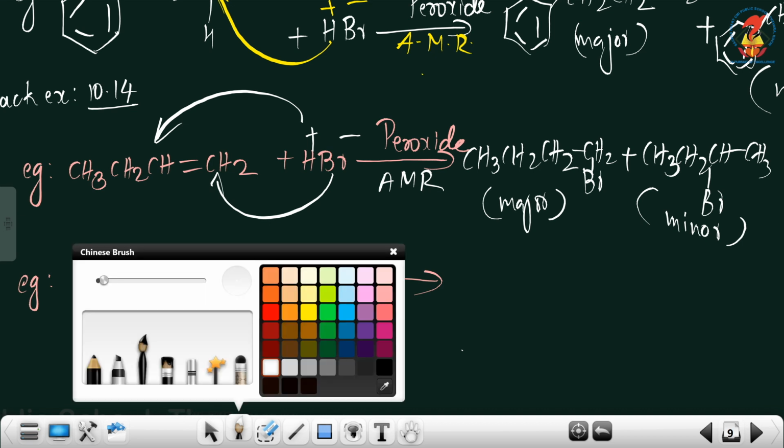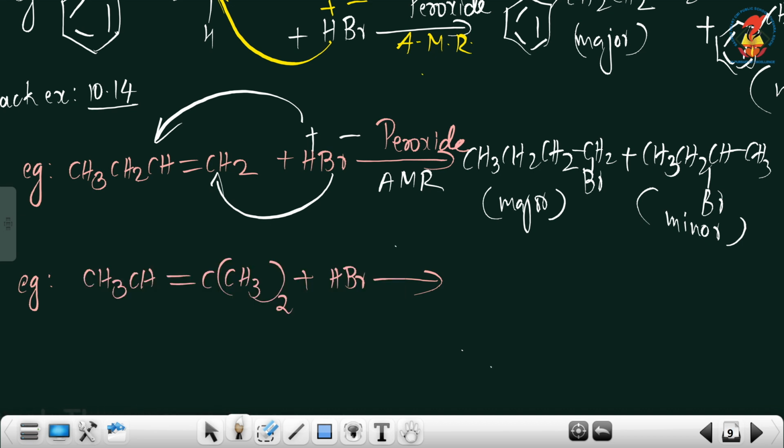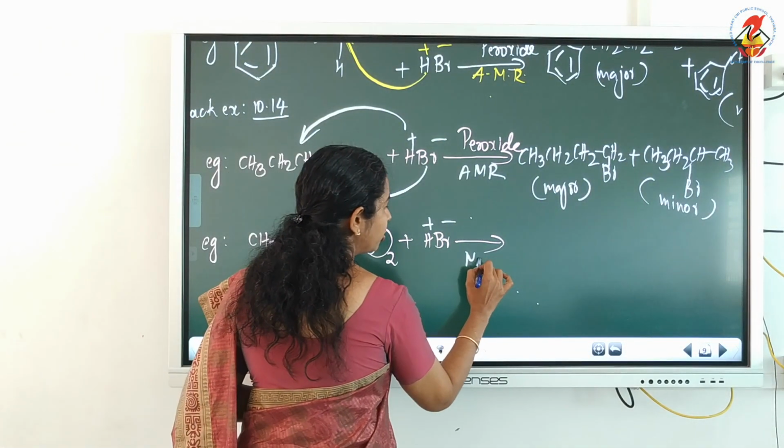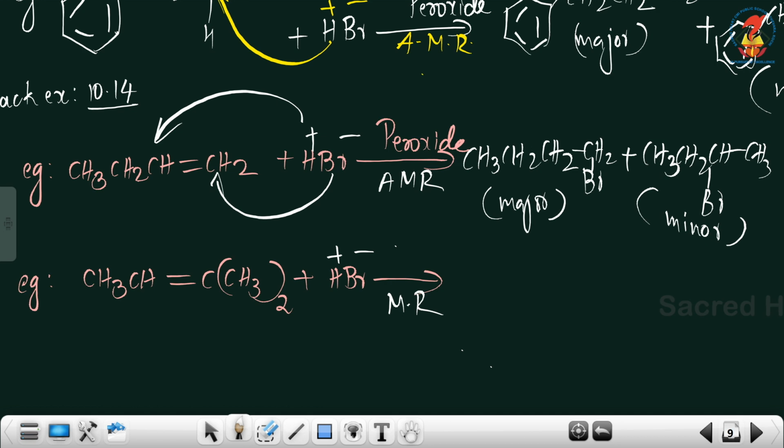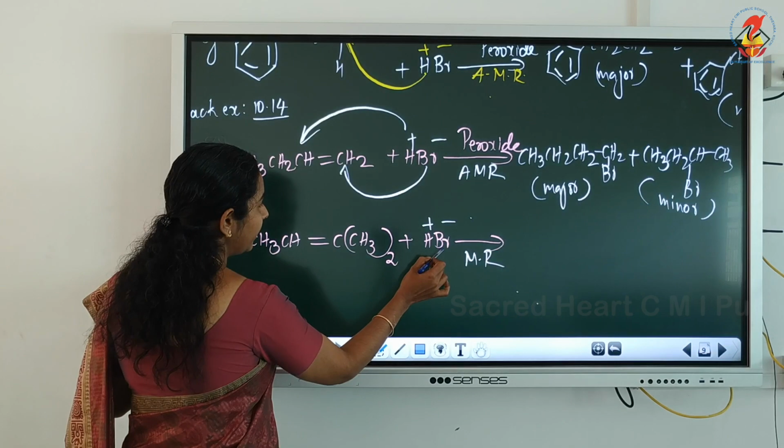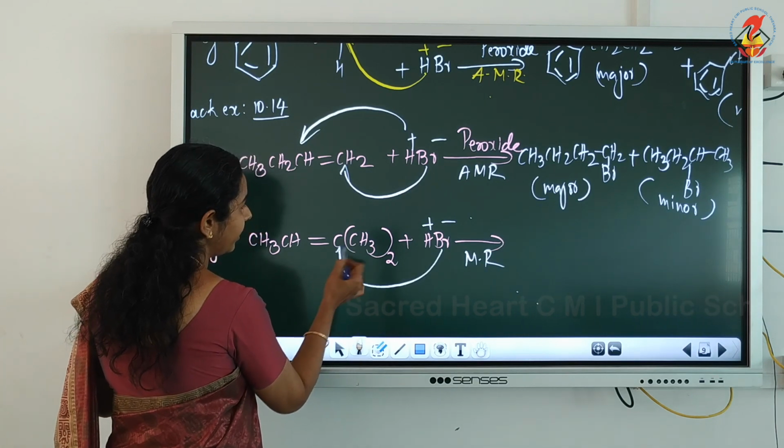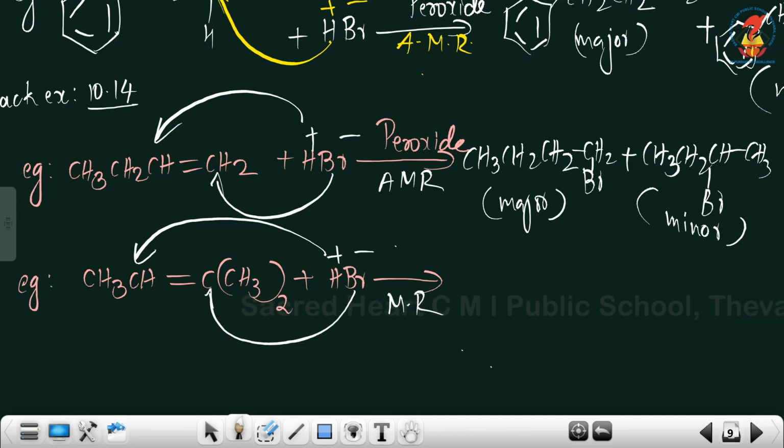Similarly, there is one more equation. CH3 CH double bond CH CH3, again an unsymmetrical alkene. We have to add HBr, but there is no peroxide given, so it is according to Markovnikov's rule. Now how can we add? According to Markovnikov, the negative part should be attached to the carbon with less number of hydrogen and the positive part to the carbon with more number of hydrogen as the major product.